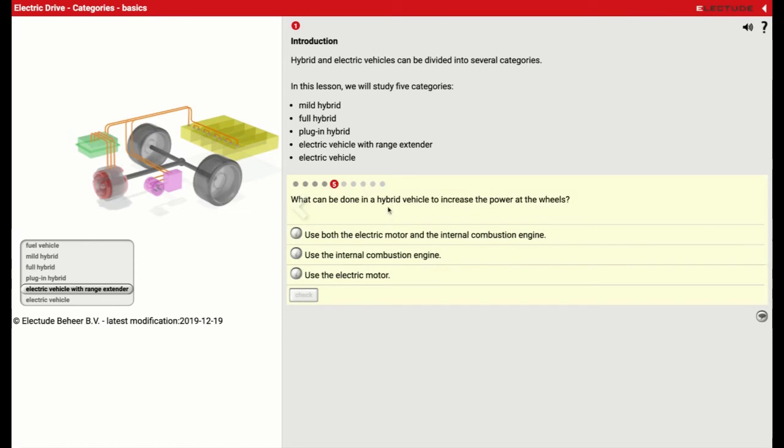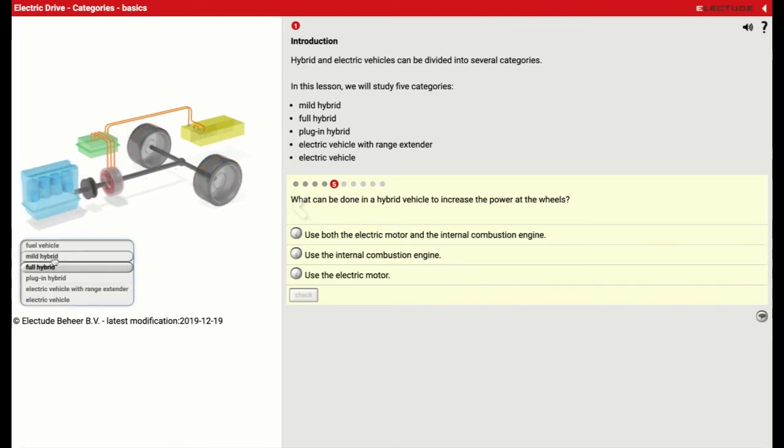And we'll go to number five. What can be done in a hybrid vehicle to increase the power at the wheels? So if we want to make our hybrid vehicle go faster, one of the things we could do is make our engine bigger. We could make our battery pack bigger, or we could do both. So in this case, we could use both electric motor and internal combustion engine to give us more power.